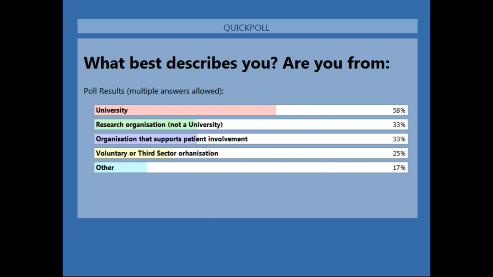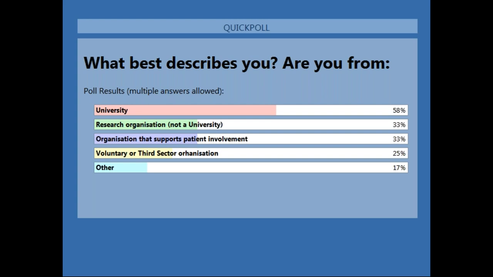And it looks like 58% of people are from a university. So that's just over half. A third are from a different kind of research organization. I presume that includes organizations like Cochrane that I work for. About a third from organizations to support patient involvement, and a quarter, 25% from voluntary or third sector organizations, and 17% from other organizations. So that adds up to over 100%, I think, with my not very good math.